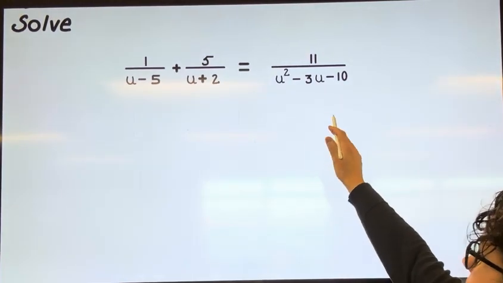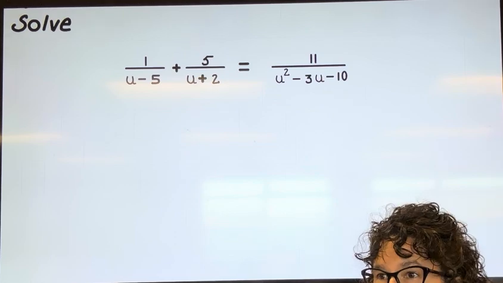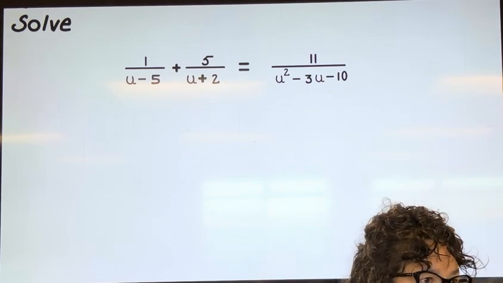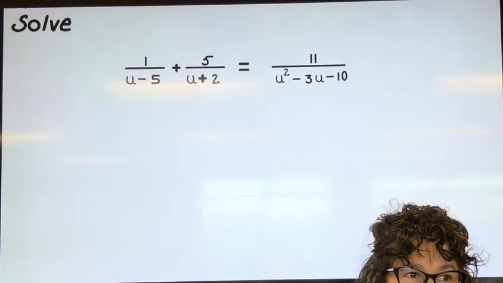If we want to solve this equation that has fractions, we're going to ultimately multiply both sides by the denominators. But before we do that, we need to figure out what this denominator is made out of.